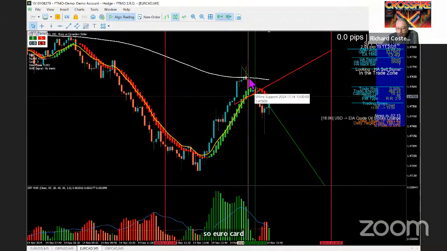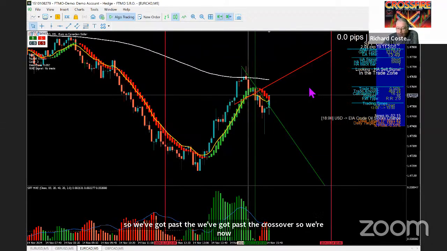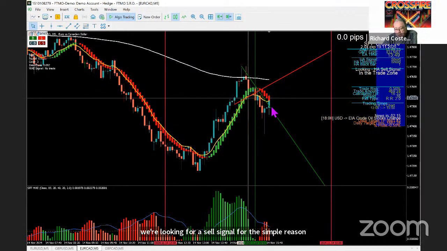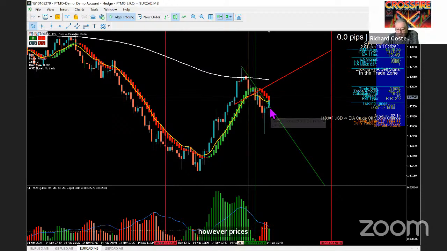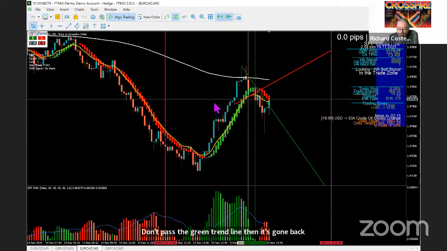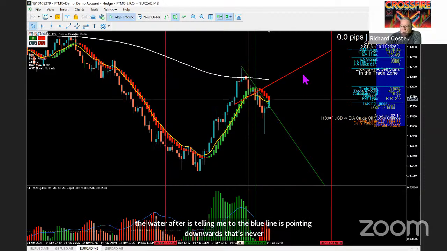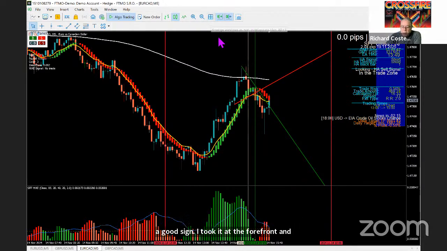Okay, so we've got past the crossover. So we now start looking for signals. We're looking for a sell signal for the simple reason we're below the red trend line. However, prices come down, so it got past the green trend line, then it's gone back above. There has been no moving average crossover, and the Wada Atta is telling me to keep out. The blue line is pointing downwards. That's never a good sign. So I'll leave that one and then go back to something else that I've been asked to talk about.